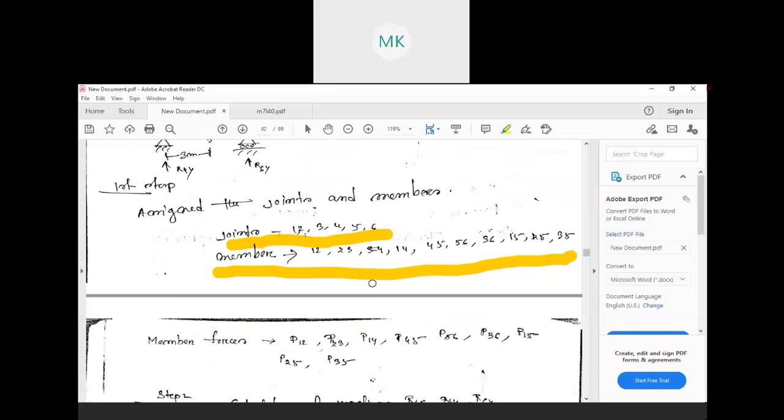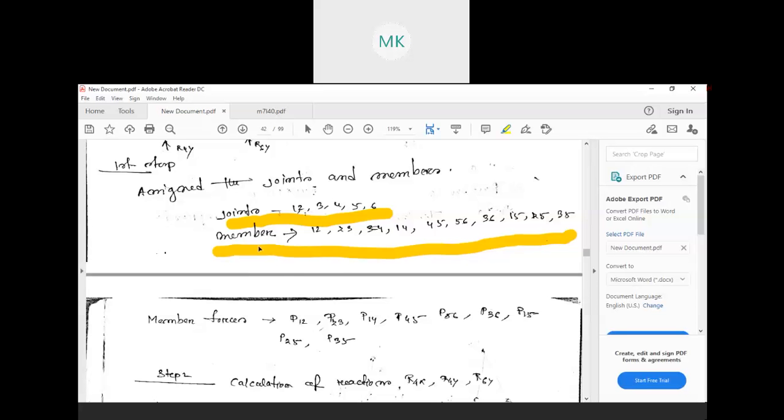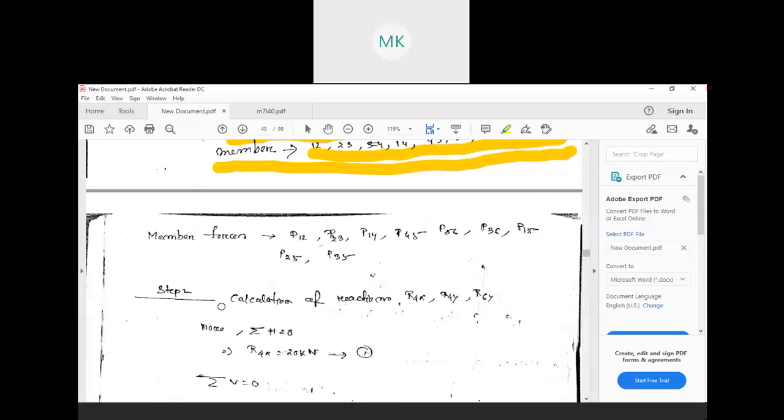What is our next part? After this, we name the members as P12, just putting a P in front of these numbers. I think all of you know this and can easily understand.